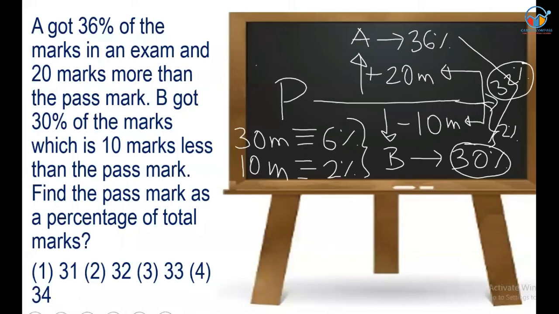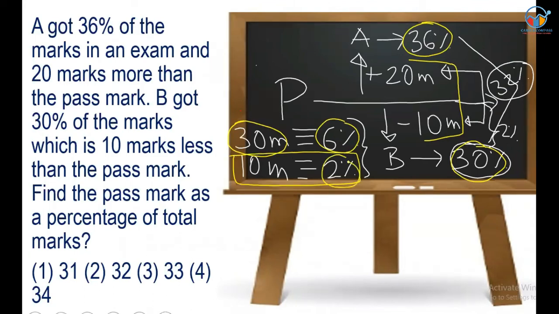I'll repeat once again. I understood the difference between their scores is plus 20 and minus 10, which is 30 marks. In terms of percentage values, their gap is 6%. Now I also understand that 30 marks is equivalent to 6%, so 10 marks will be equivalent to 2%. Since this is 10 marks, I can always say this corresponds to 2%. Knowing that B's value is 30%, this gap is 2%, definitely the pass mark will be 32%. So that is your answer.